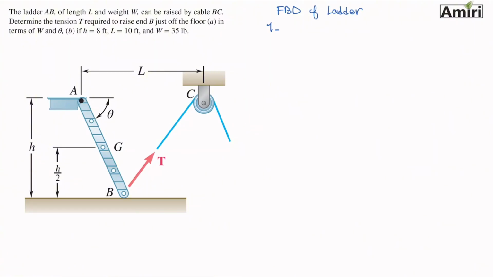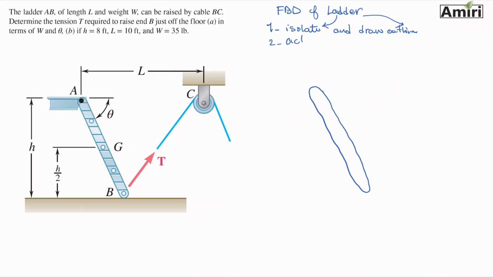Step 1 of the free body diagram is to isolate the ladder and draw the outline of the ladder. So let's do that. Let's remove platform A, pin A, pulley C, cable, all of that, and just draw the outline of the ladder. There we go. Step 2 is to put active forces and moments on the rigid body.